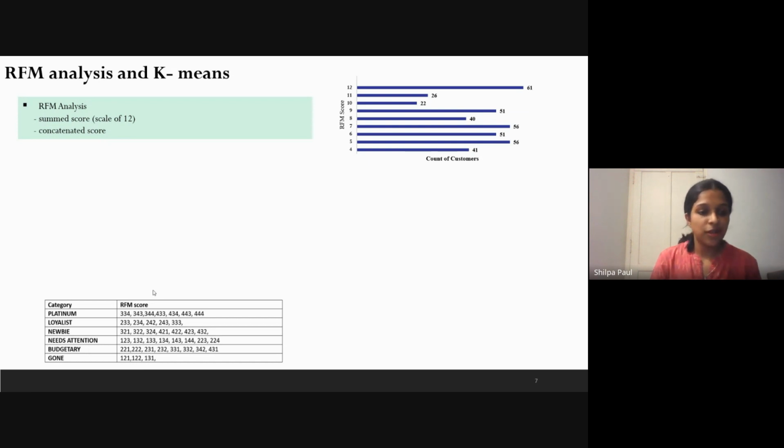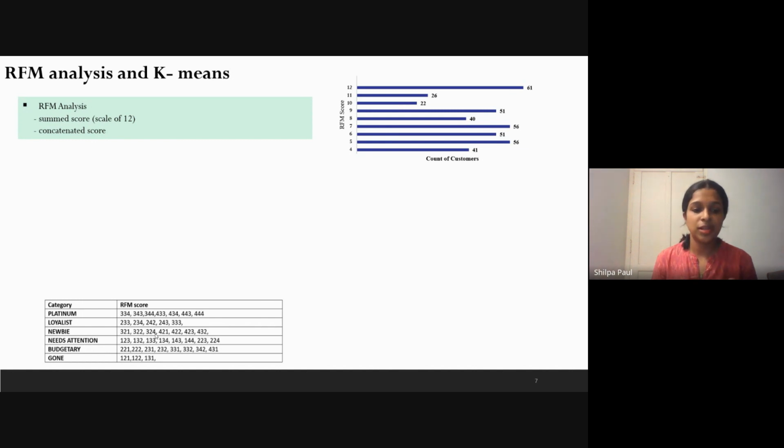customers. If you look at the platinum customers, they had high R, F, and M values. That is, the first index is R, the second index is frequency, and the third index is monetary. Loyalists might not have a very good monetary or recency value, but they have a good frequency value. And newbies might not have good frequency and monetary, but they have good recency values. Needs attention: they had good frequency and good monetary value, but the recency value has gone down. Somehow these customers have become dormant.